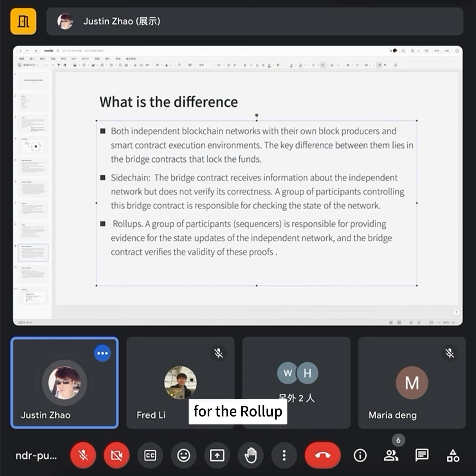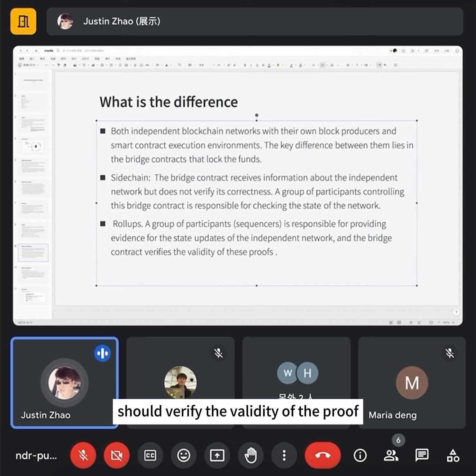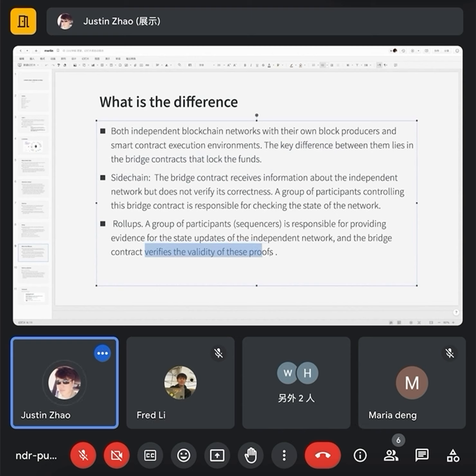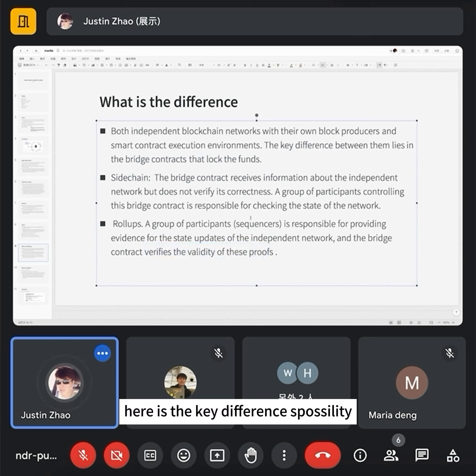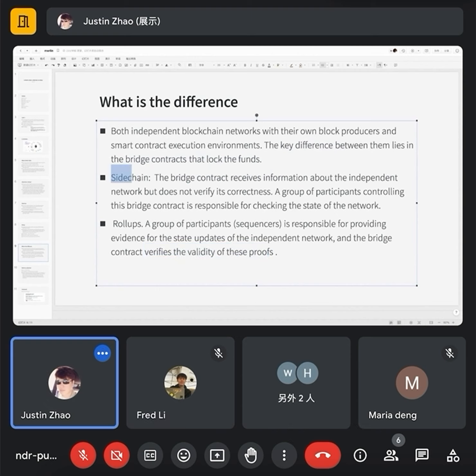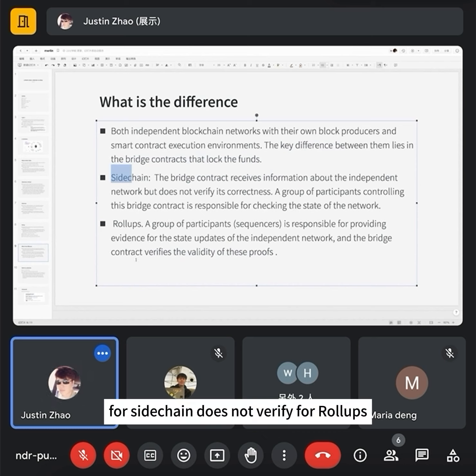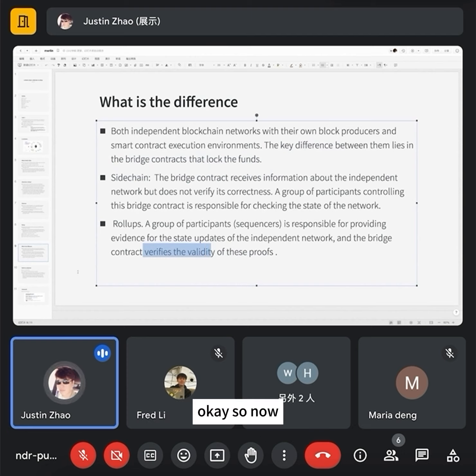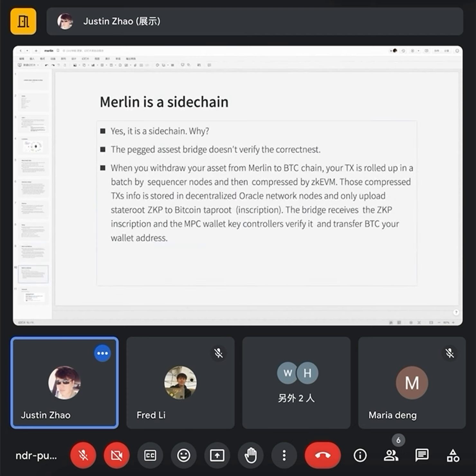For the rollup, the bridge contract should verify the validity of the proof. Here is a key difference. For sidechain, do not verify. For rollups, they need to verify. That's the key difference. Okay, so now we can answer this question.